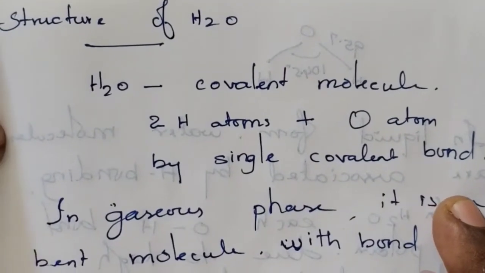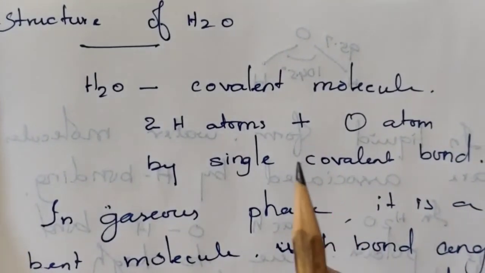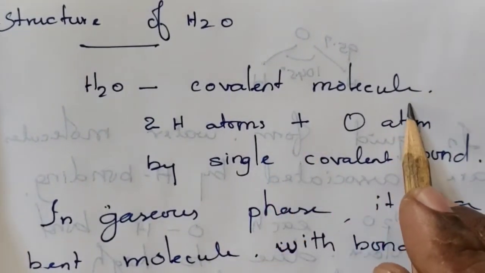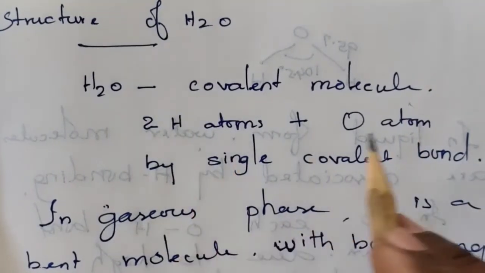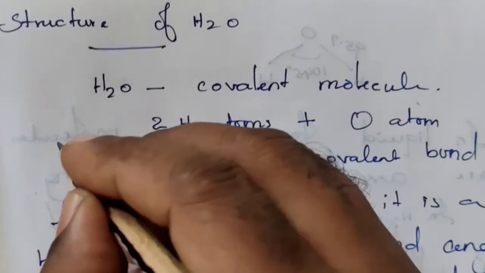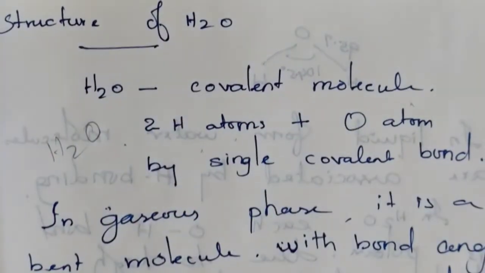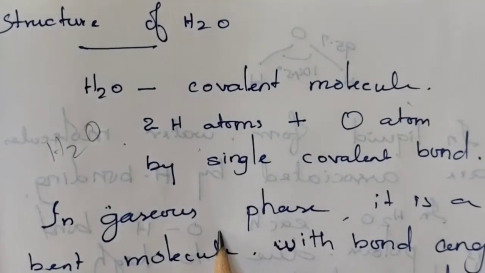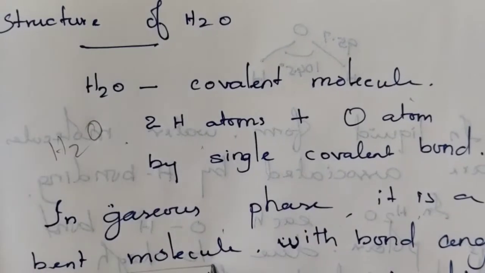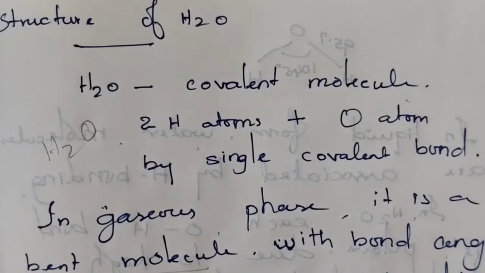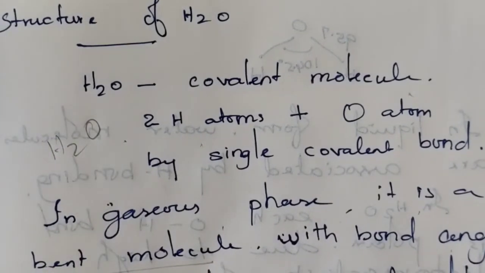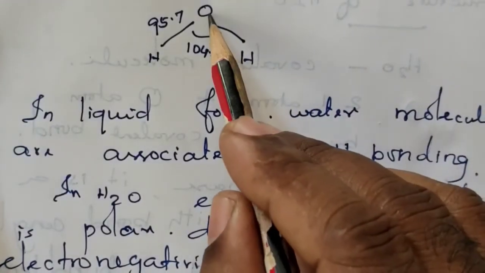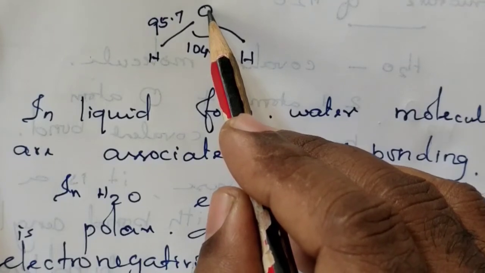Structure of water. The water molecule is covalent in nature. It has 2 hydrogen atoms and 1 oxygen atom, therefore we write the formula H2O. In the gaseous phase, it is a bent molecule with a bond angle of 104.5 degrees and an OH bond length of 95.7 pm. This is the structure of water in the gaseous phase.